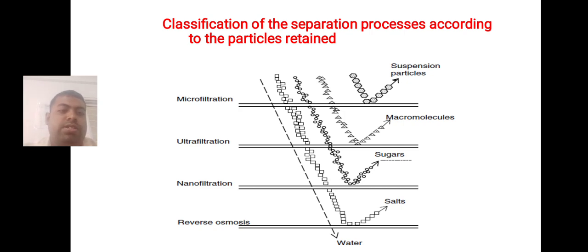According to the particles retained, first is microfiltration. In this, suspended particles are retained. In ultrafiltration, macromolecules are retained. In nanofiltration, sugars are retained, and in reverse osmosis, salts are retained.